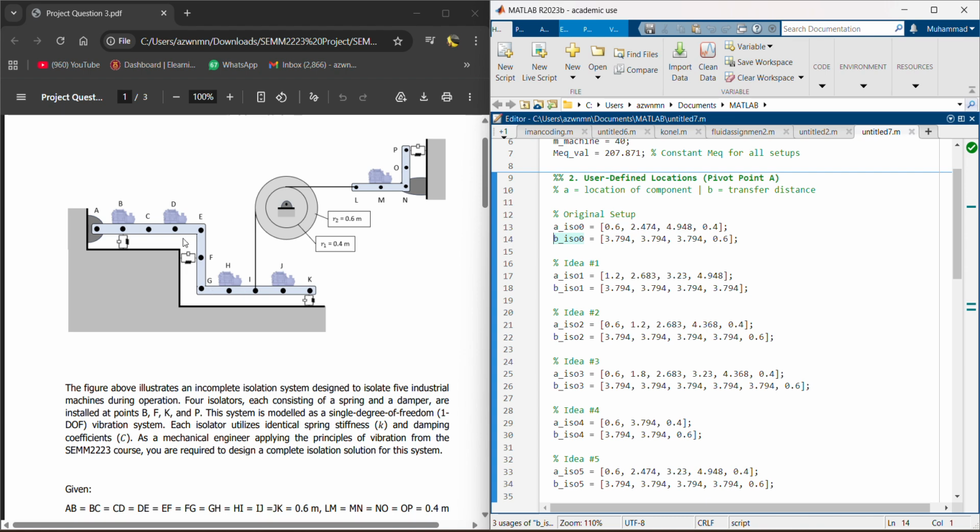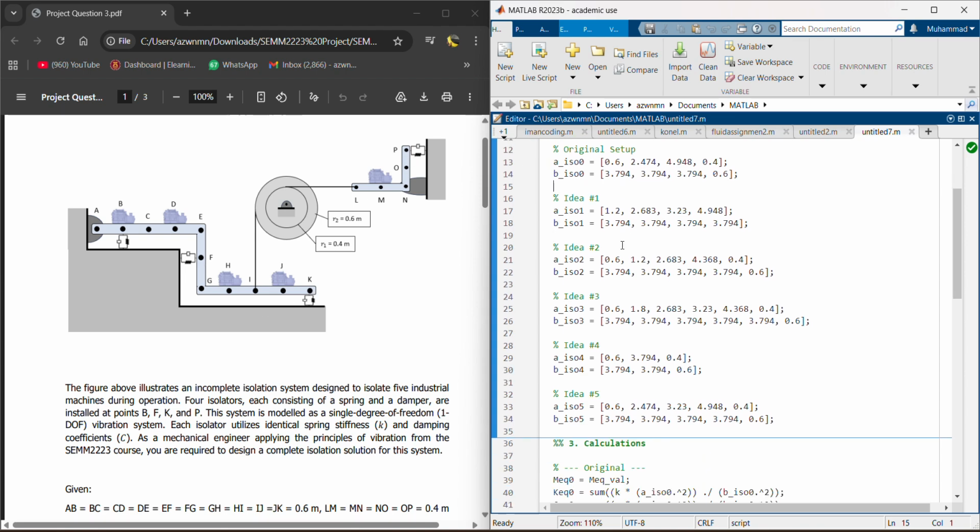0.6 times 6 squared plus 0.6 times 2 squared, square rooted, is the value 3.794. It is also the same for every damper, on B, on F, on K, and also on P.